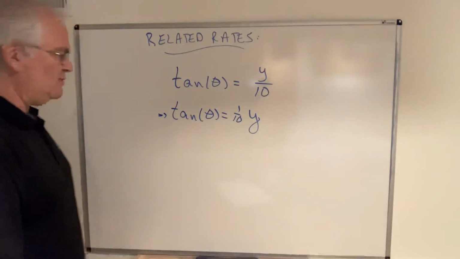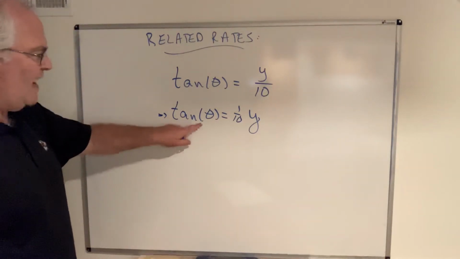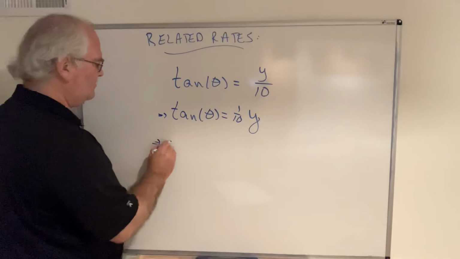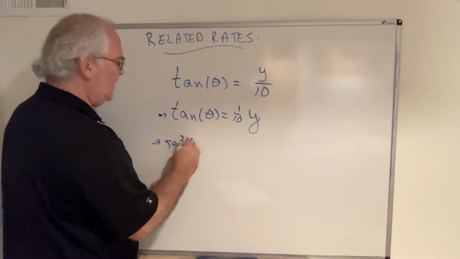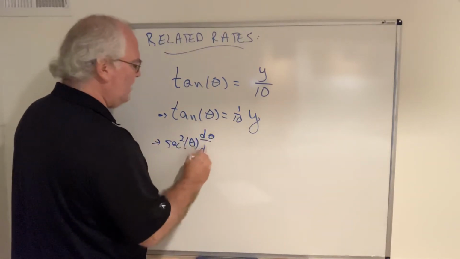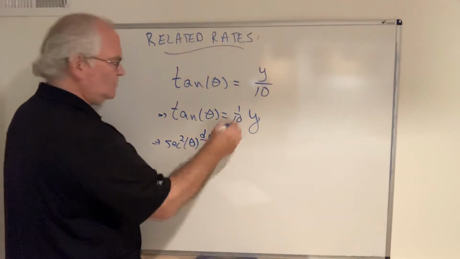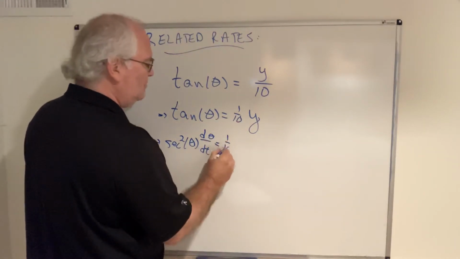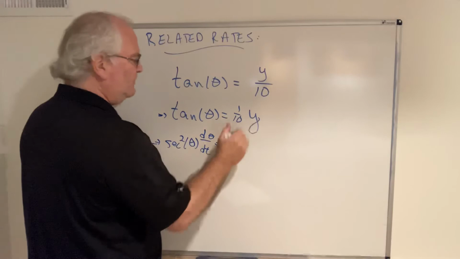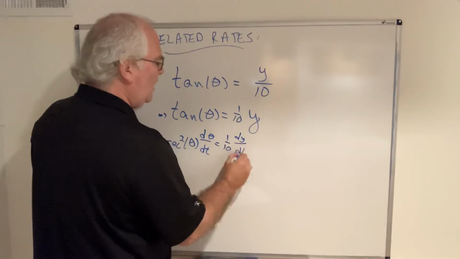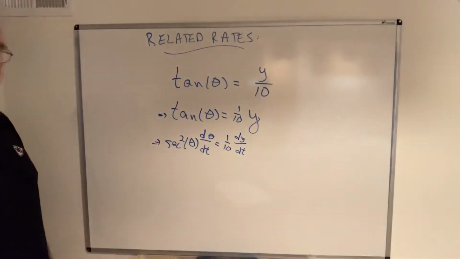Differentiate both sides with respect to time. What's the derivative of tangent? Derivative of tangent is secant squared theta, but we need d theta dt, is equal to constant multipliers, multiply along. The derivative of y is dy dt. All right? So that should be very straightforward.